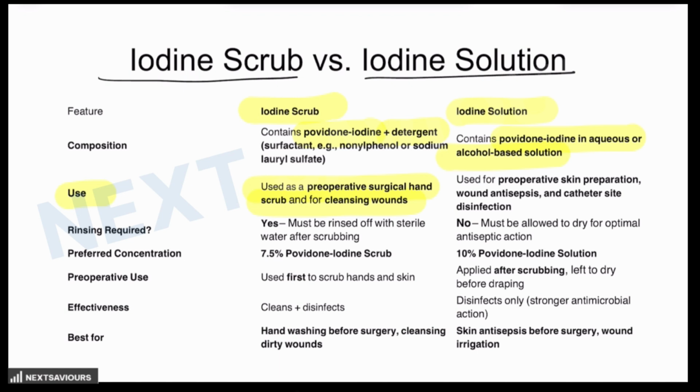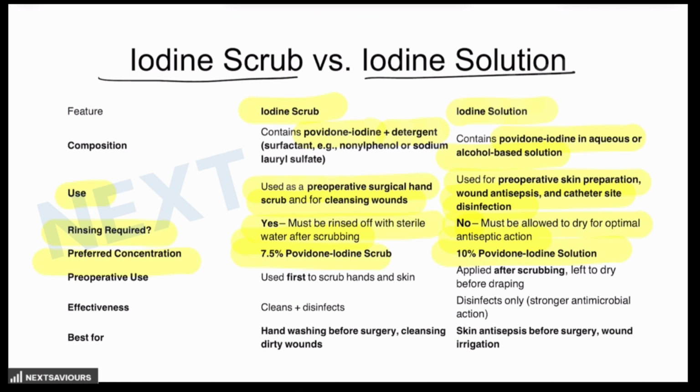And the iodine solution is used for pre-operative skin preparation, wound antisepsis and catheter site disinfection. Now, is rinsing required in case of scrub? Obviously, yes. It must be rinsed off with sterile water after scrubbing, while there is no scrubbing with the solution, because whatever paint you have applied is allowed to dry for optimal antiseptic action. What is the preferred concentration? 7.5% for the povidone iodine scrub, while 10% for the povidone iodine solution.